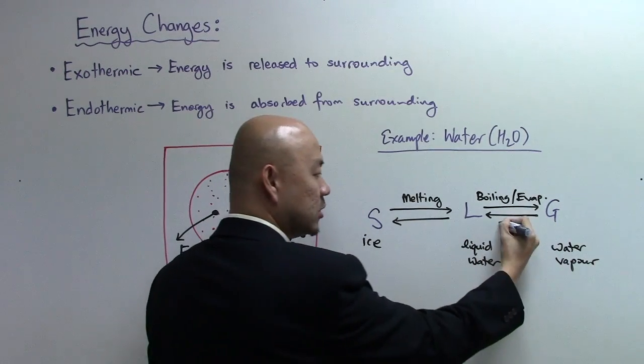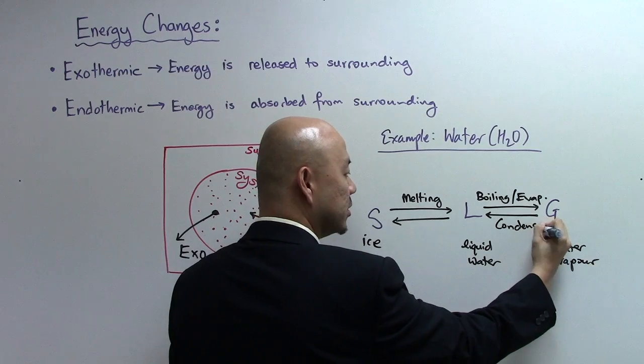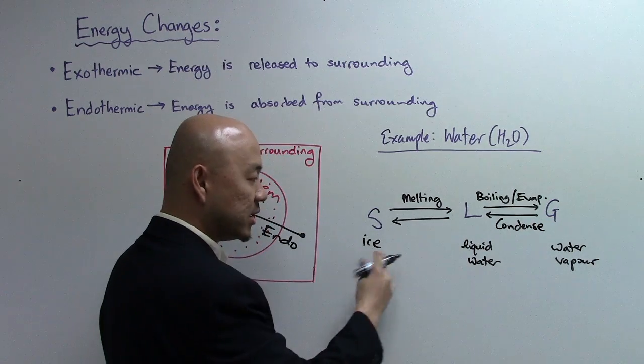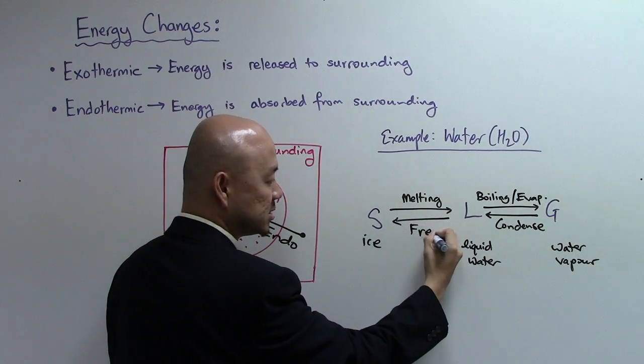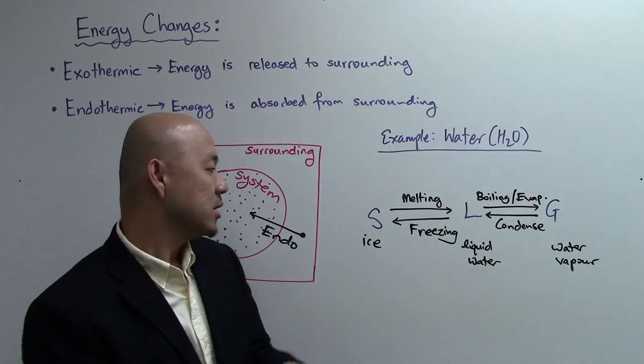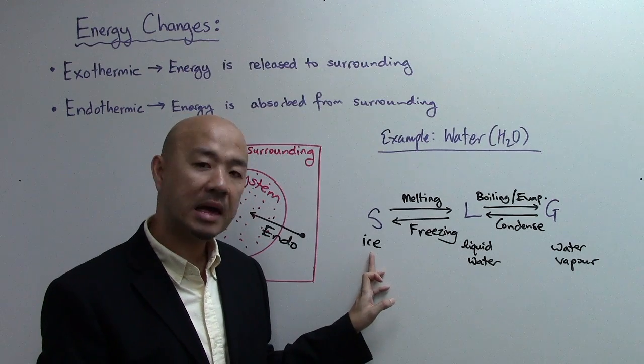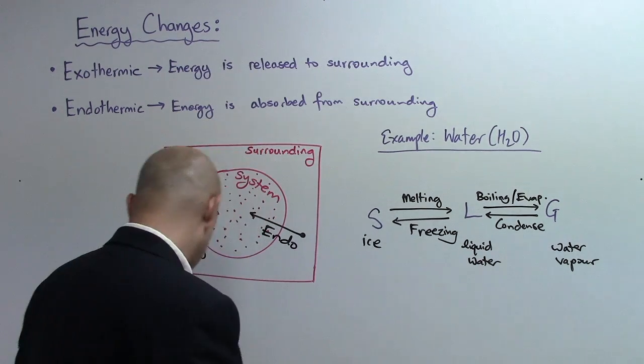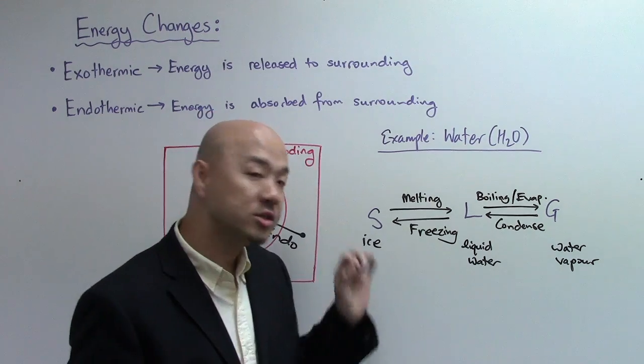The opposite must be true. Water vapor will condense to become liquid water. The liquid water can freeze. So this is condensation, and this is freezing. It can freeze to become your ice. Now, let's link this to energy changes.